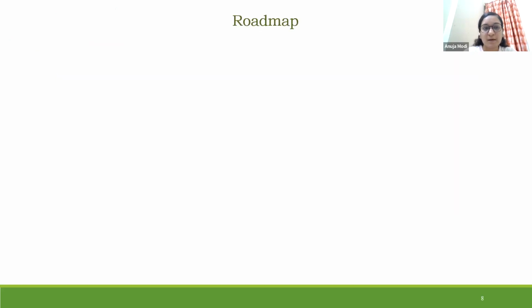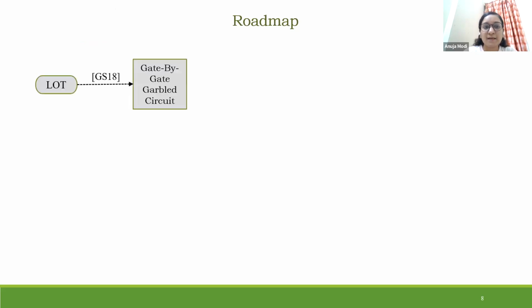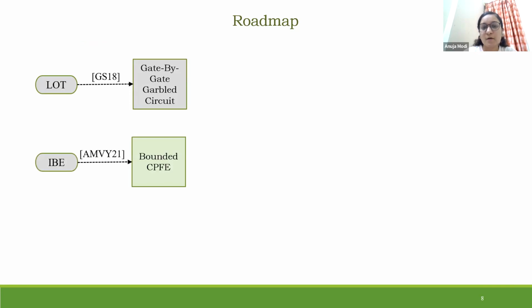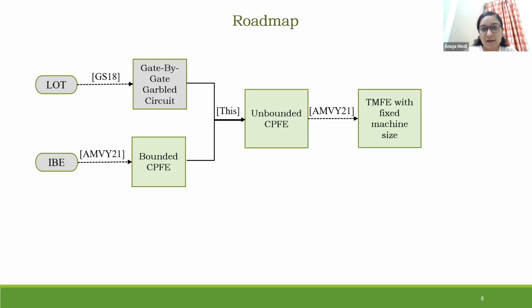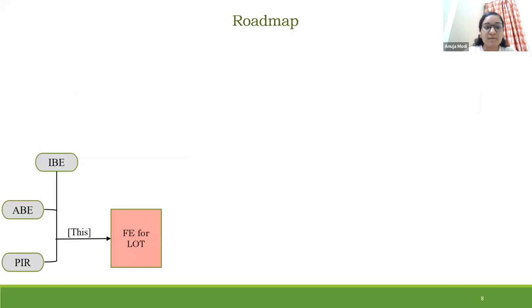So now let us see the roadmap of our construction. We combine, in a careful non-black box manner, gate-by-gate garbled circuits and bounded CPFE to get unbounded CPFE. This unbounded CPFE is adaptively simulation secure. Then using the ideas of Agrawal et al., we get TMFE with fixed machine size, and then we get adaptively simulation secure TMFE. In the second result, we get FE for laconic oblivious transfer from IBE, ABE, and PIR.